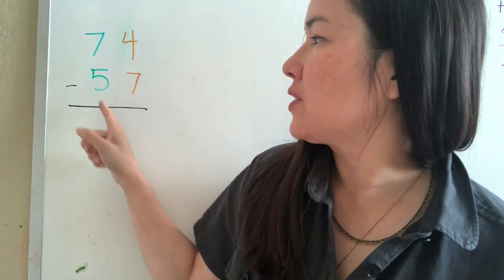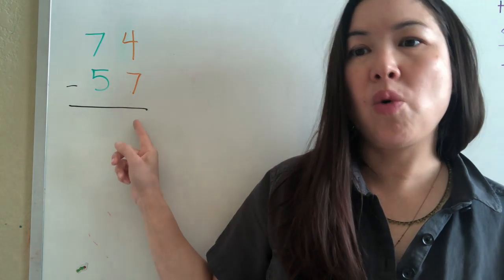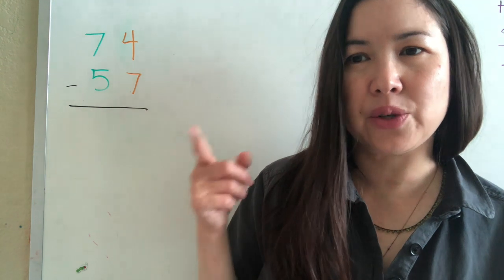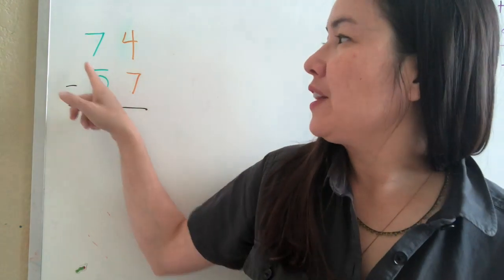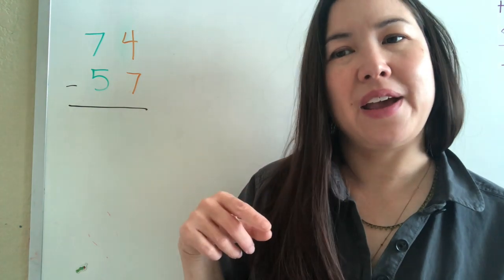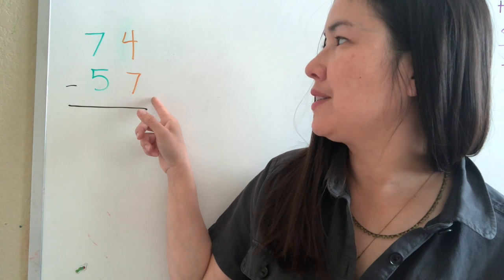Now I have written it so that the tens place is written in green and the ones place is written in orange. And I hope as you're looking at it, you can see where we might run into a little bit of trouble. So if I look at the tens place, 7 tens minus 5 tens, that's okay, I can do that. But then I come over here to the ones place, 4 ones minus 7 ones.